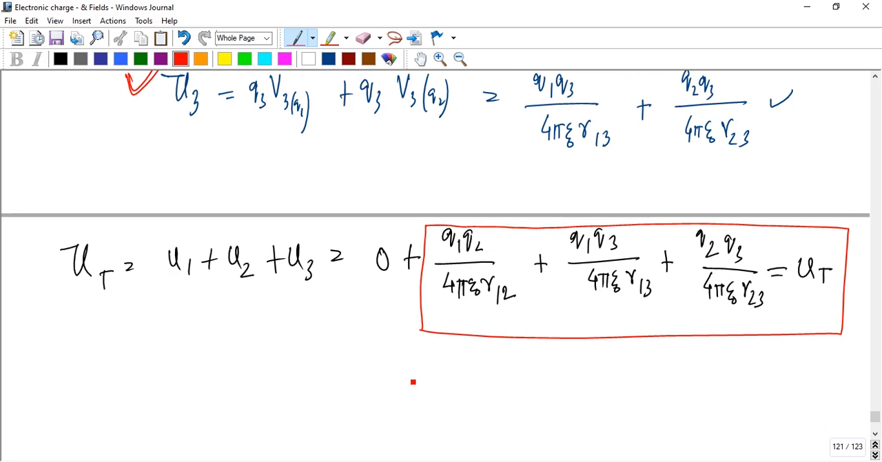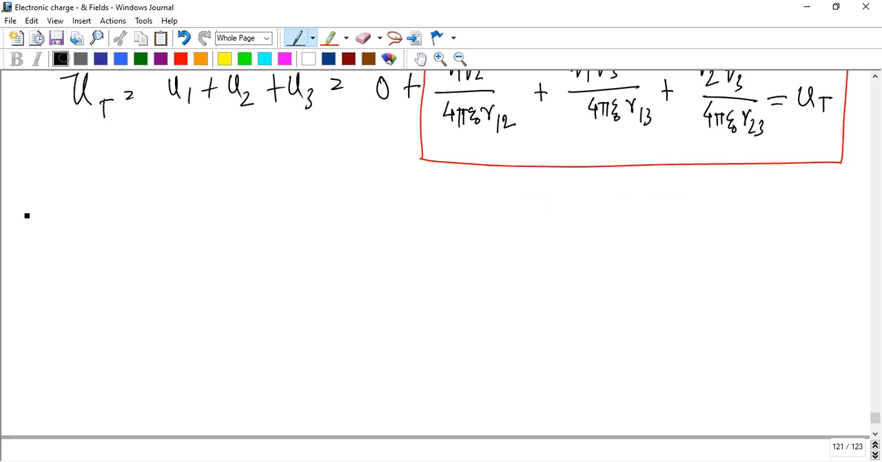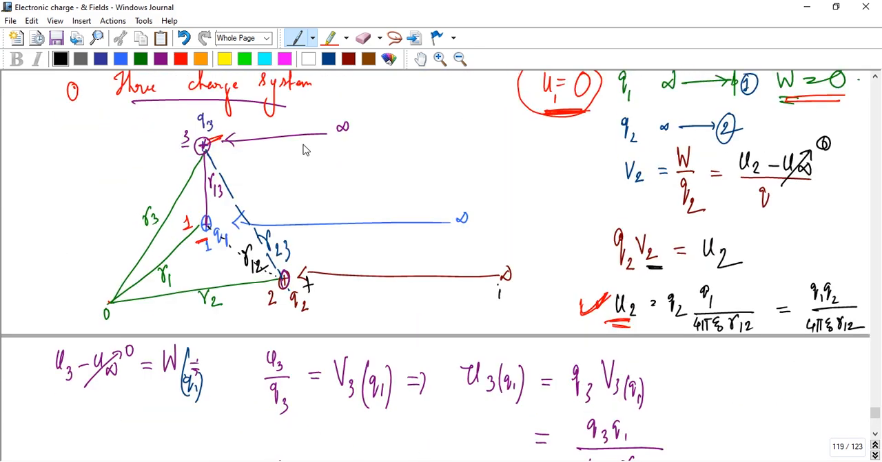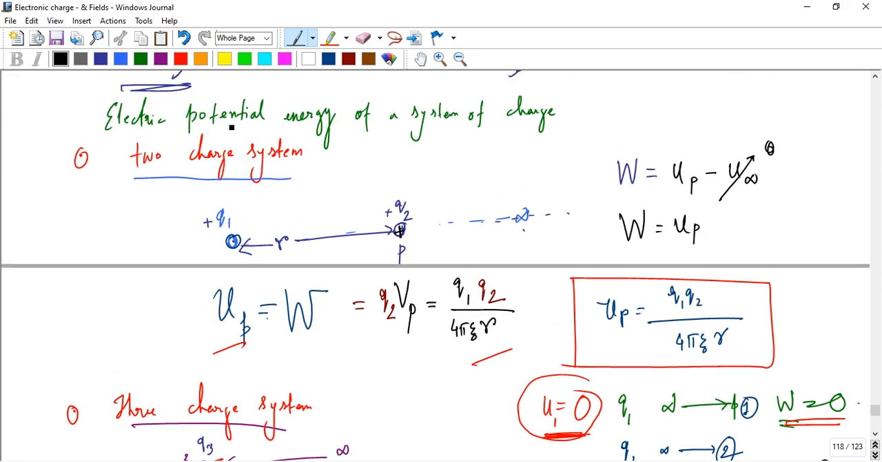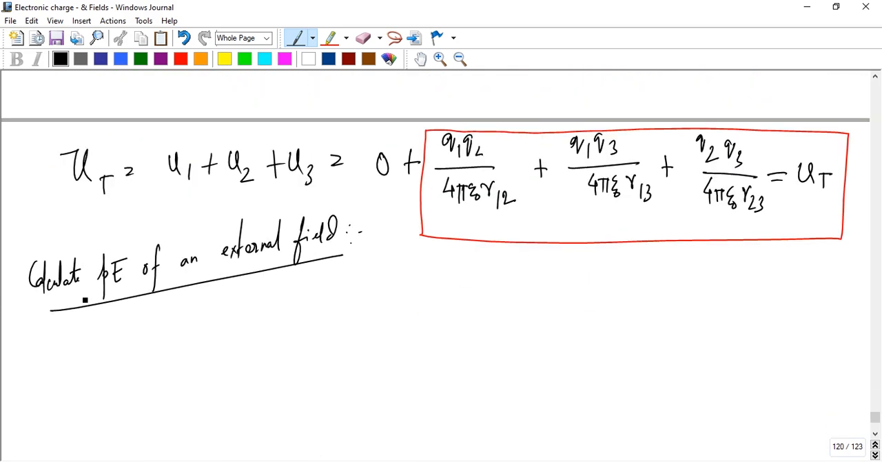Now we discuss the potential energy in an external field. Calculate the potential energy of an external field. The difference from the previous topic, the potential energy of a 3 charge system, is that it is the electric potential energy of a system of charges, the same system of charges, but calculated in an external field.